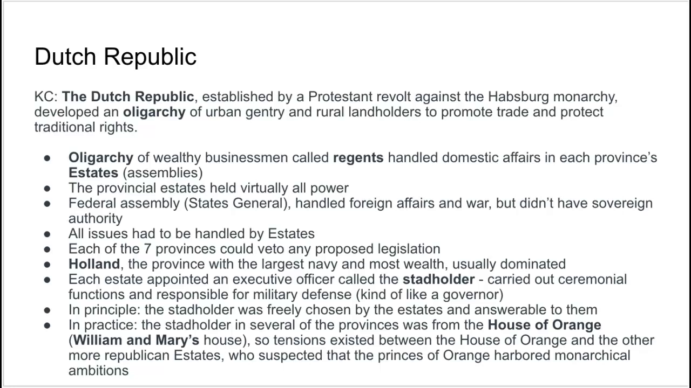The estate appointed an executive officer called a stadholder. You want to think of this kind of like a governor. He carries out ceremonial functions and he's responsible for military defense in that estate. In principle, the stadholder was freely chosen by the estates and answerable to them. But in practice, stadholders in several provinces all came from the House of Orange, which is William and Mary's house. So tensions existed between the House of Orange and other more Republican estates who suspected the princes of Orange that they harbored monarchical ambitions, and William and Mary went and became the monarchs of England.